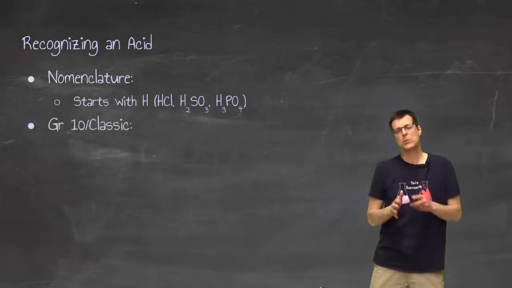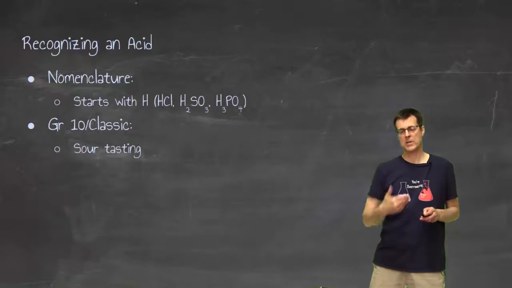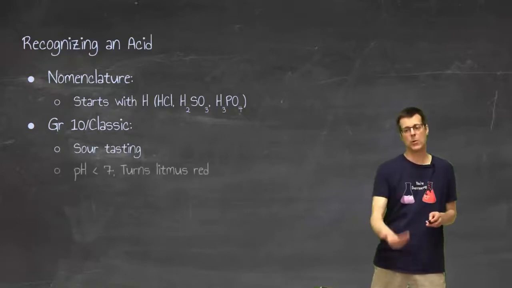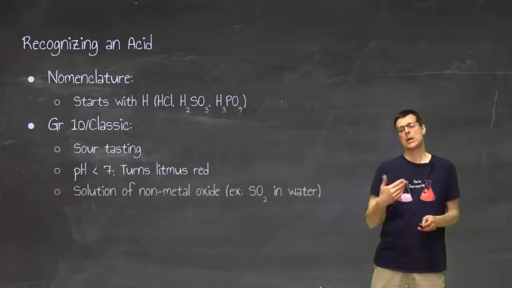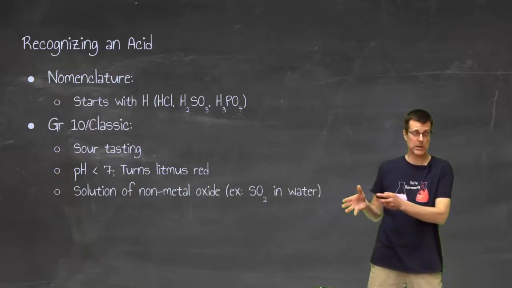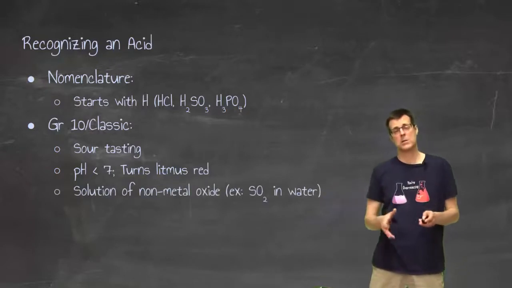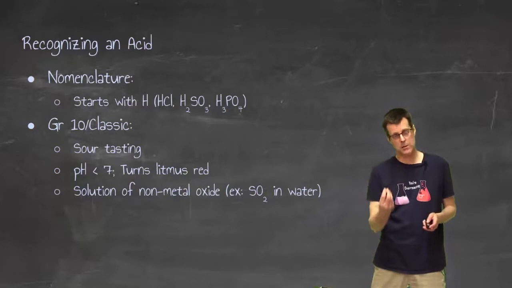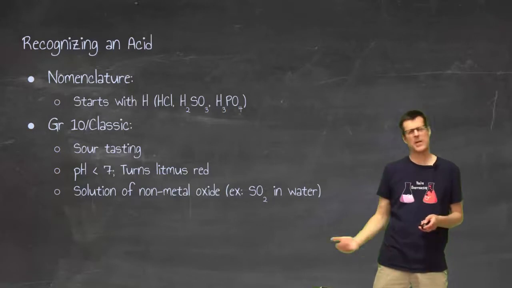In previous courses, you probably talked about the properties of an acid, where an acid is something that tastes sour, an acid is something that has a low pH, and an acid is something that you may have said is a solution, or comes from a solution where you take a non-metal oxide and dissolve it into water. Maybe, maybe not.